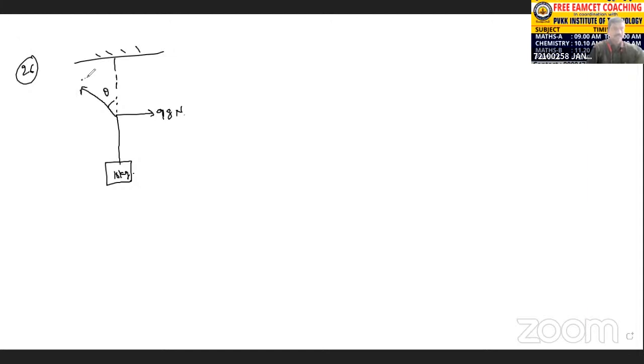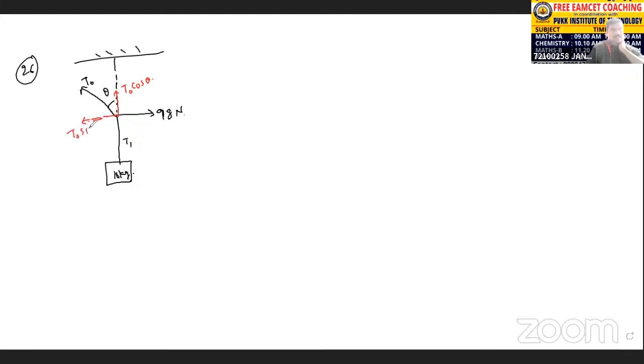This is tension T naught. This is tension T1. Observe that in this diagram, the T naught tension is divided into two components. One is T naught cos theta. Another one is T naught sin theta.